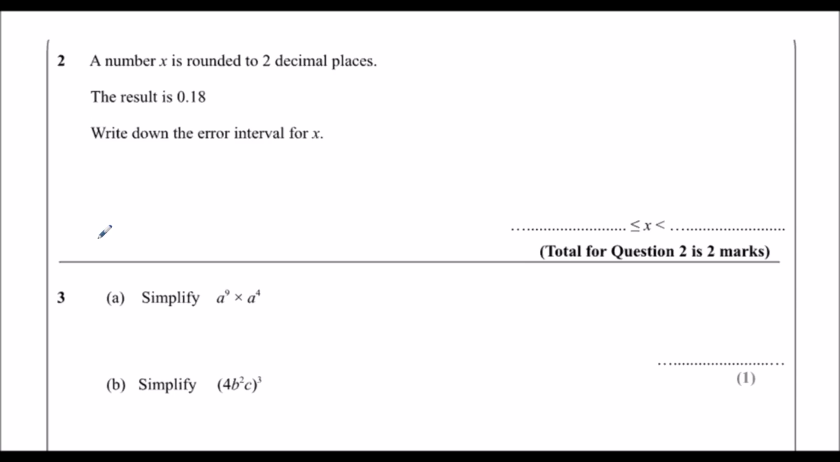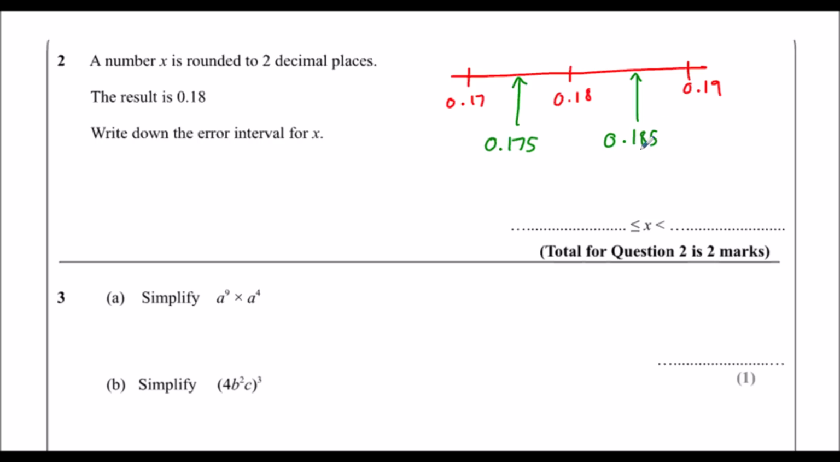Question two. A number x is rounded to two decimal places. The result is 0.18. Write down the error interval for x. So it's been rounded already. The answer is 0.18. So the one below to two decimal places is 0.17. The one above is 0.19. So our number must have been between these two halfway points. So halfway between 0.17 and 0.18 is 0.175. And halfway between 0.18 and 0.19 is 0.185. So our number, x, must have been between these two.